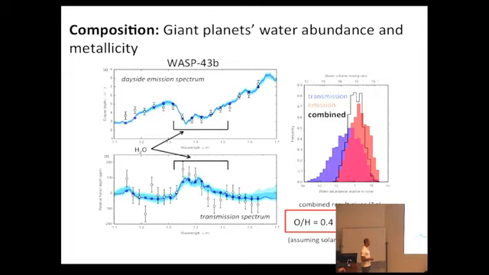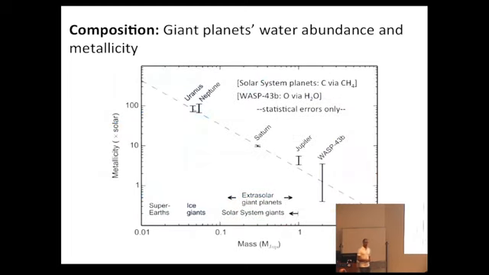Combining these and making some assumptions about the abundance pattern in the planet's atmosphere gives us an oxygen abundance that we can use as a metallicity proxy in the planet's atmosphere and start doing comparative planetology between the planets of our solar system and exoplanets. And so this figure, Laura must have shown this yesterday, shows the expectation for the decrease in metal enhancement in the atmospheres of giant planets as you go to higher masses.